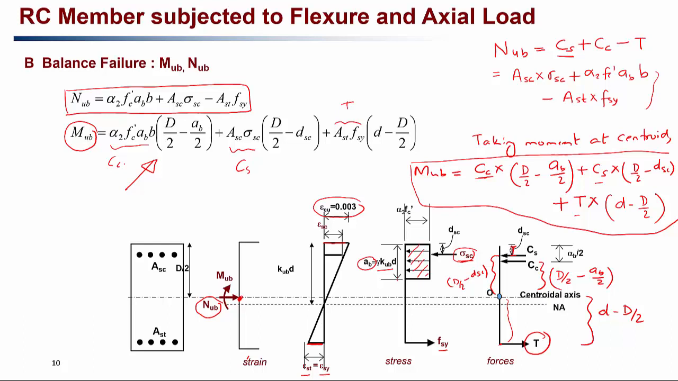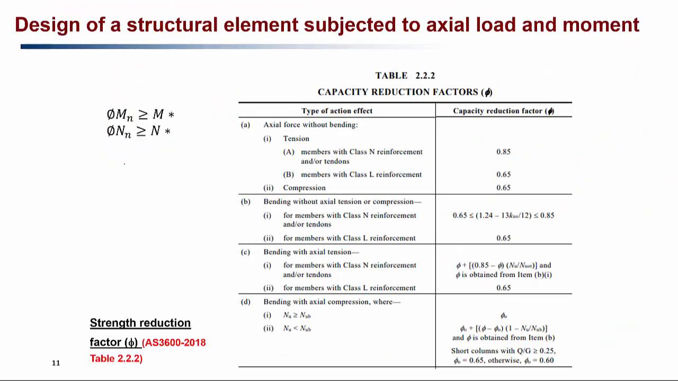So now we have all the 4 points to draw the MN interaction diagram or the failure envelope for the column. Once we have the failure envelope for the column, that is our ultimate failure envelope, we need to multiply with the phi factor to get the design failure envelope as well. And the phi factor is determined again from table 2.2.2.